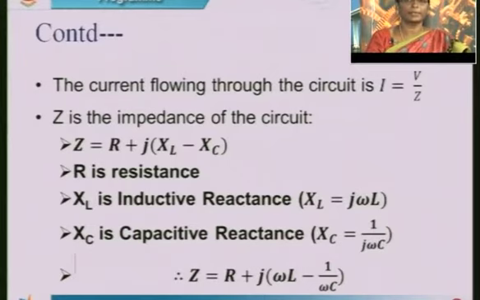So, XL is nothing but j omega L, which has units of ohms, and XC is also in units of impedance or ohms, which is the capacitive reactance, XC equal to 1 by j omega C. And when we substitute this, the total impedance is R plus j into (omega L minus 1 by omega C), which represents the impedance as the combination of resistance and the inductive and capacitive reactances.